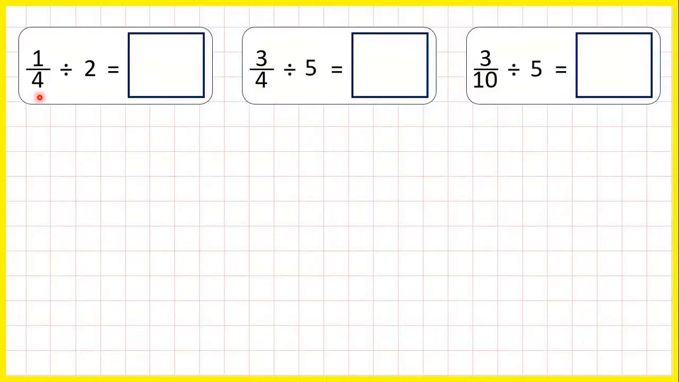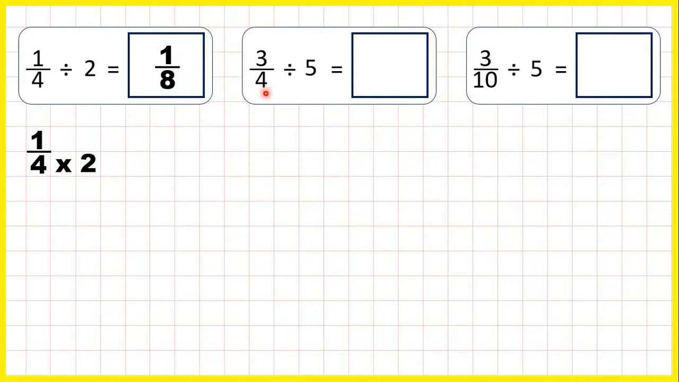So now we're dividing a fraction by a whole number. And to do that, we don't actually divide at all. Instead, what we do is write out the fraction and then multiply the denominator by the number that we're dividing by. So our numerator stays the same, and 4 times 2 is 8, so our answer is 1/8.